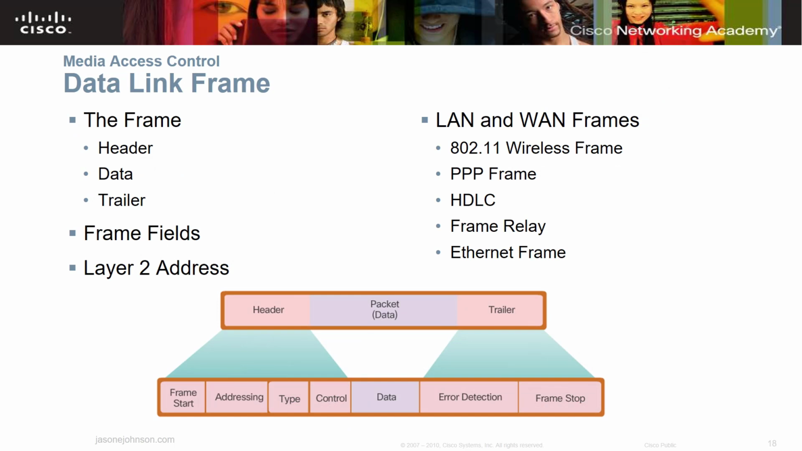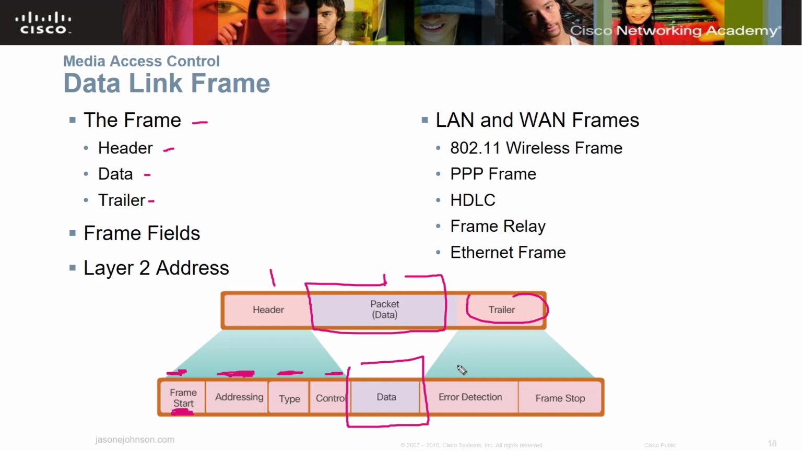Now, when we talk about the data link frame, the frame consists of the header, the data, and the trailer. So you have your header, your data, this is all your information here, and your trailer. Your header is just your information that says, here's the frame start, here's my addressing information, here's the type of information, here's your control, here's all your data. This is your error correction or error detection. Were there errors in the data? Was the correct amount of data sent? And then you have your frame stop that says, okay, here's the ending point. And that's it. These two are included in the trailer. These two are included in the header, and then that's your data in there.